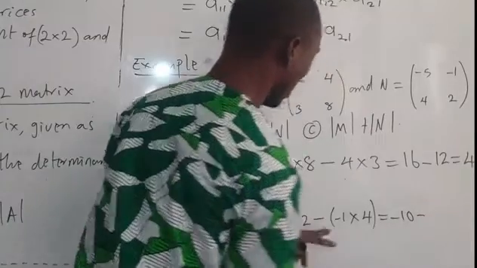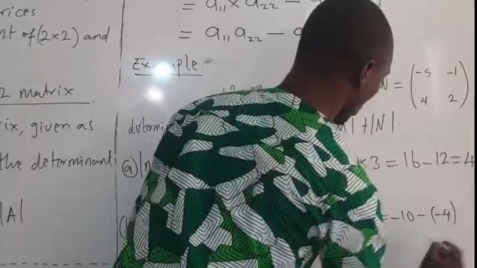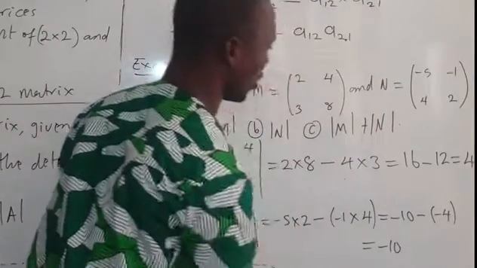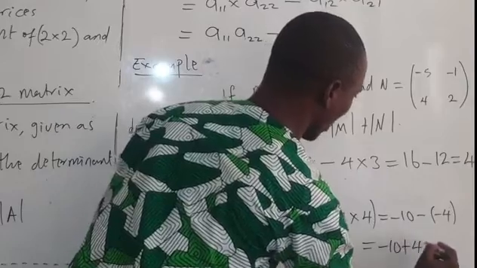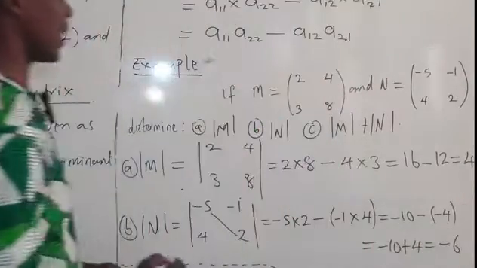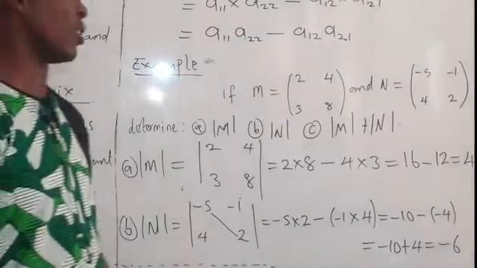Then minus 1 times 4, minus 4. So which is equal to minus 10. Minus times minus is what? Plus. So plus 4. Minus 10 plus 4 gives us minus 6. So the determinant of matrix N is minus 6.